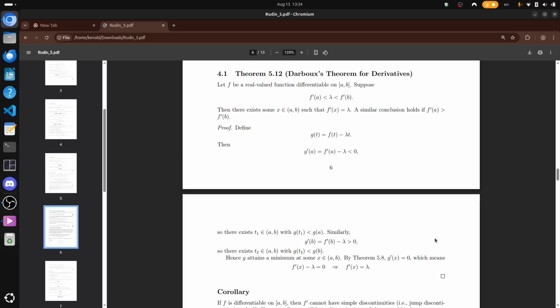So this is less than g of a. This is less than g of b. I think what you do here is you take the differences between these two inequalities and divide it by b minus a. Exactly, yeah. You divide by b minus a.